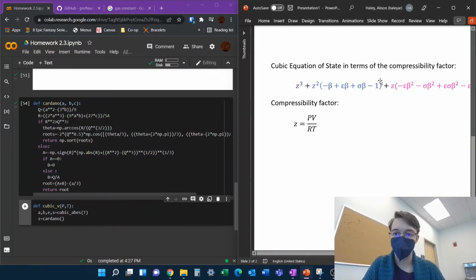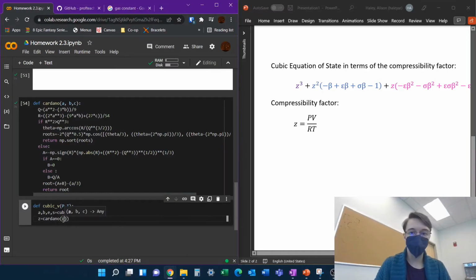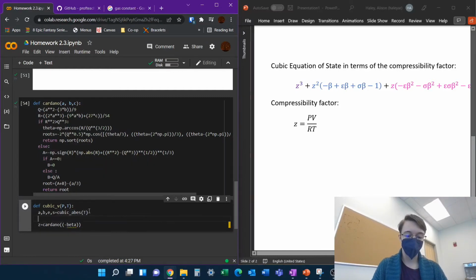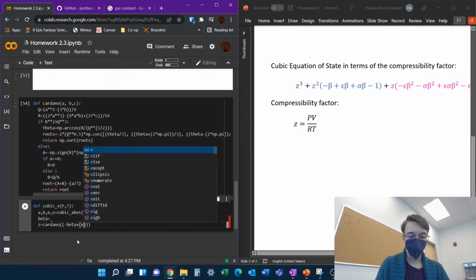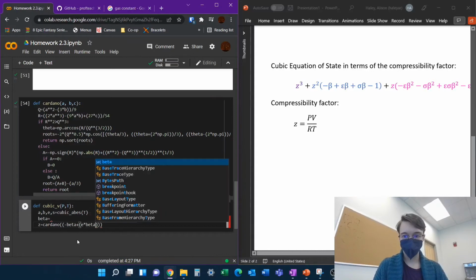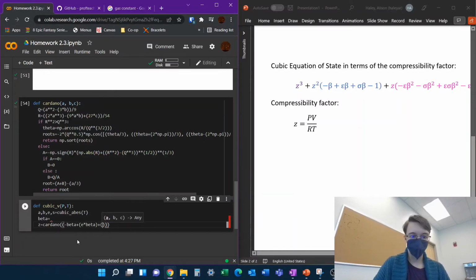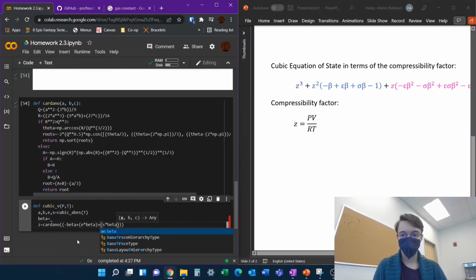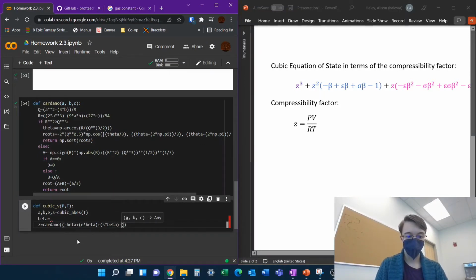So our A is going to be this blue parentheses right here, so let's type that in. So we've got negative beta. Oh, we haven't defined beta yet, we're going to need to do that, so I'll put that up there to remind us. So negative beta plus E times beta plus sigma times beta minus 1. Alright, so that's our first one.